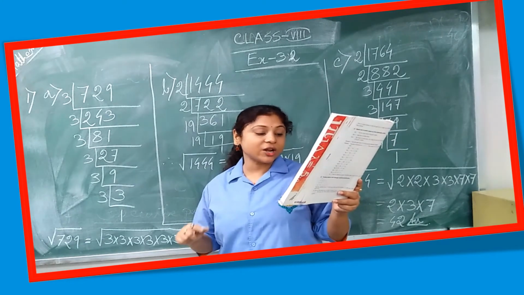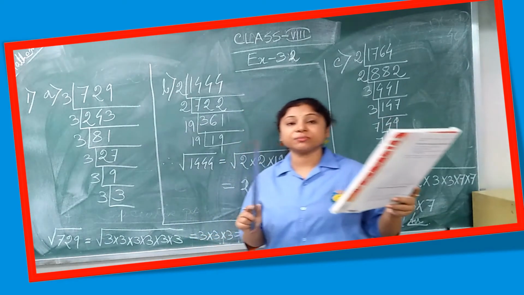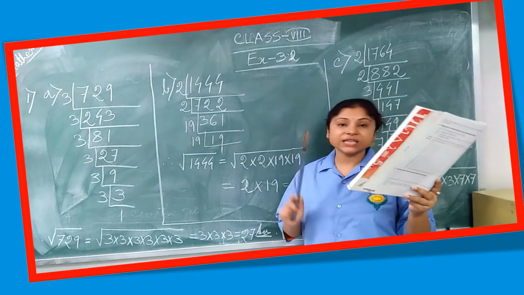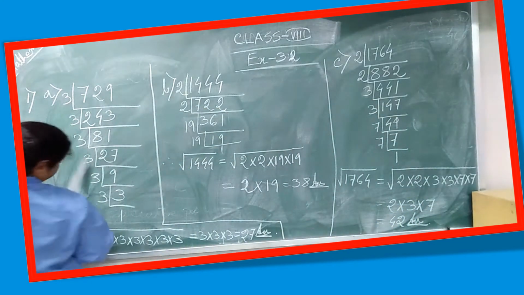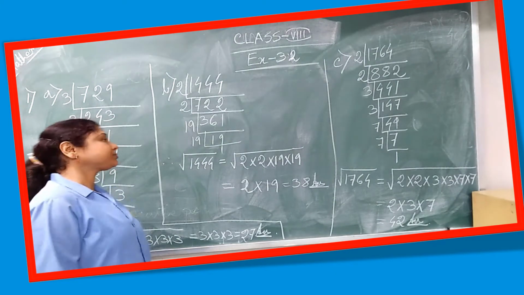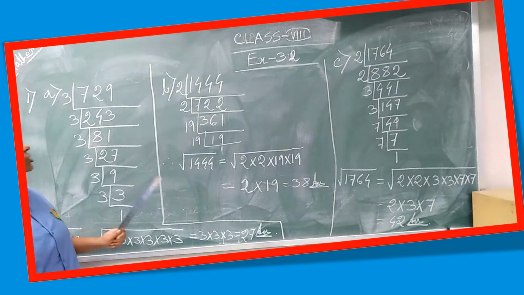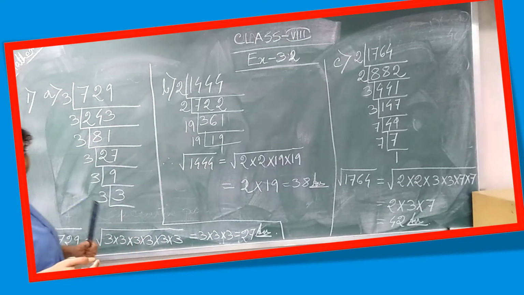Find the square root of the following by the prime factorization method. So the first one is 729. See, I have done this method. Obviously I have to follow it because this method is called the prime factorization method. Before starting this method, one thing I want to make clear. This method implies some rules.